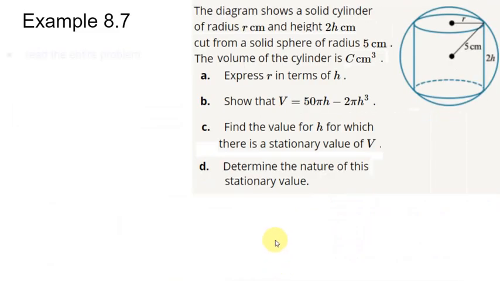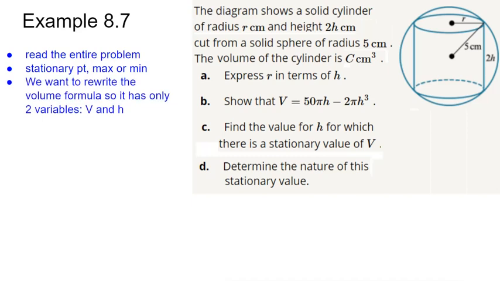In this next problem, we've got a solid cylinder inside a sphere, and you'll notice that they want us to express r in terms of h. They want us to show that the volume is equal to 5 pi h minus 2 pi h to the third, and then find the value of h for which there's a stationary value for volume, and then determine the nature of the stationary value.